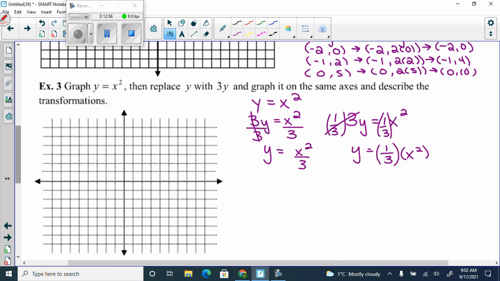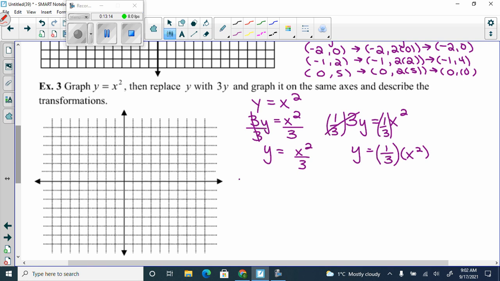Because when you're with the variable, what would have happened here? If I left it as a 3y, what would I put for my vertical stretch? A third, right? It would flip. So when it's with the x, you're always going to flip it. And we'll see that in a second.